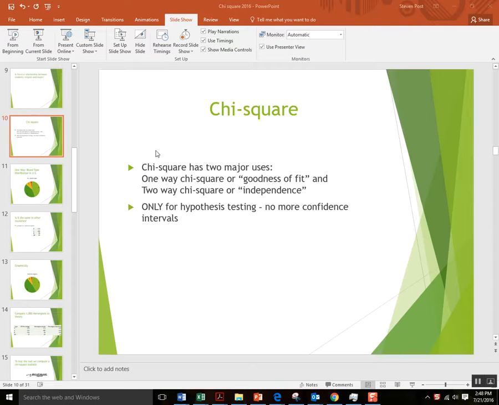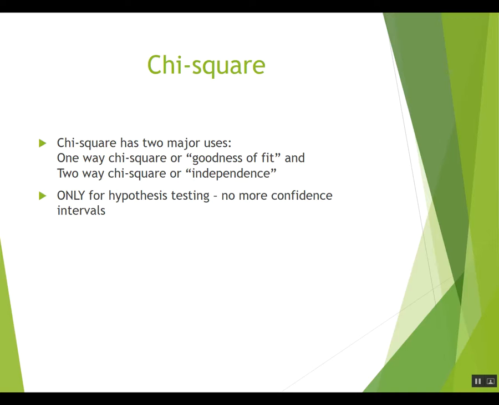In this screencast, we're going to talk about a last major hypothesis test, two of them really, chi-square. So chi-square has two big uses. One is called one-way chi-square, sometimes called goodness of fit, and the other is two-way chi-square, or independence. And this is only hypothesis testing. We're all done with confidence intervals.